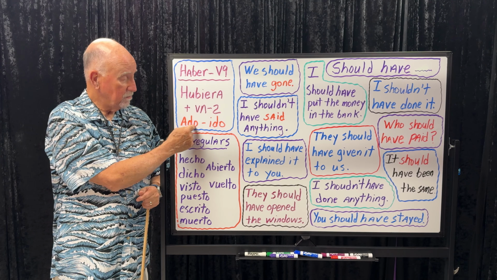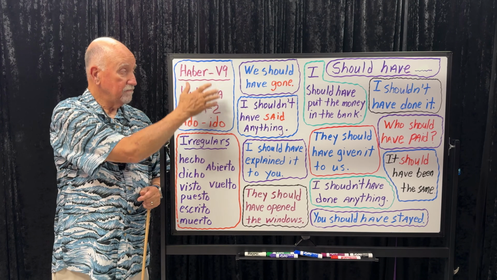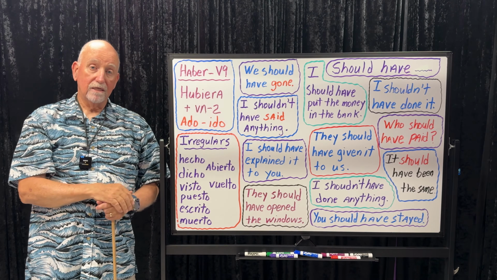Always followed by a past participle, verb number 2, in this situation. And the past participle will always end in O. When a verb number 2, past participle, comes after haber, it will always end in O.